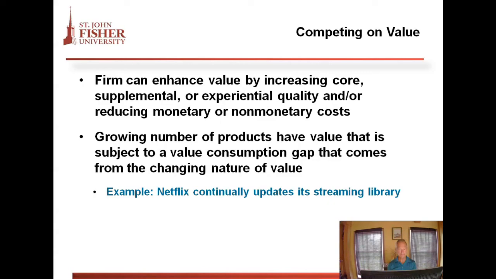So there's a growing number of products that have value that are subject to that consumption gap that can change, that comes from changing the nature of value. Changing how people value things. Value is not static. It's very dynamic. And so Netflix continuously updates the new shows. It brings on new content. It brings on exclusive content so that people feel like they're getting something. And that's why Netflix is the number one streaming.